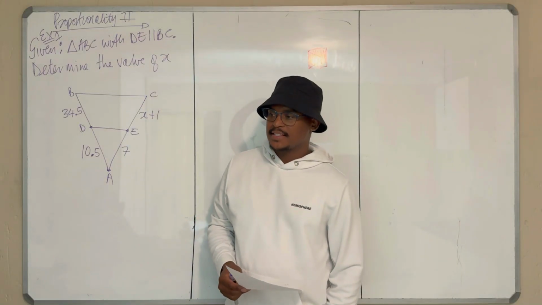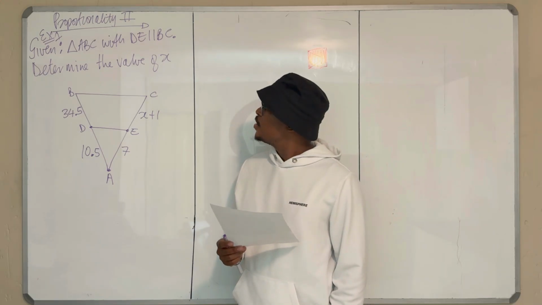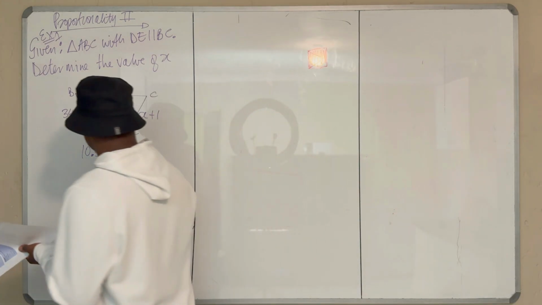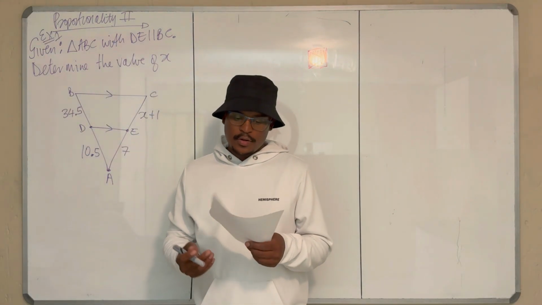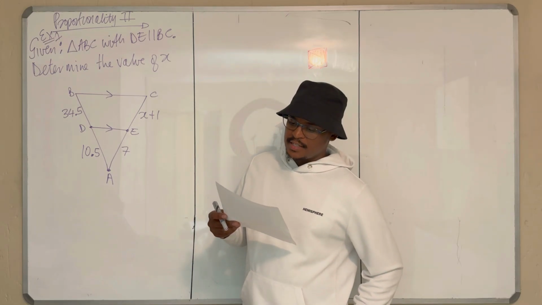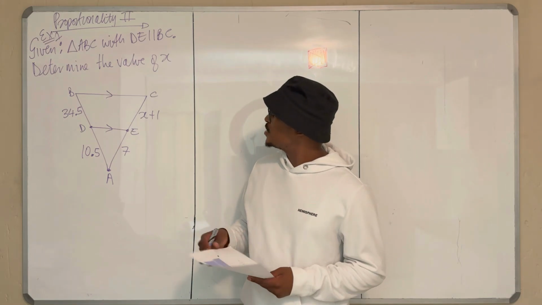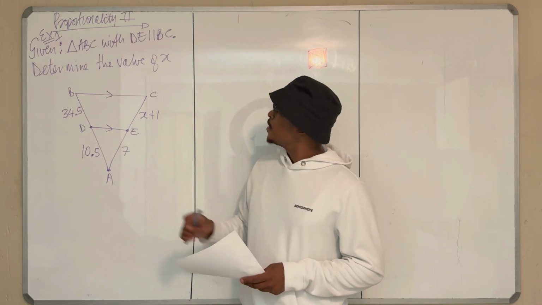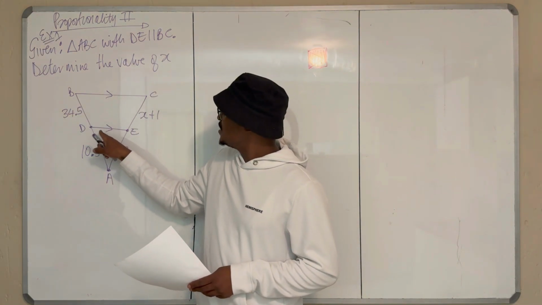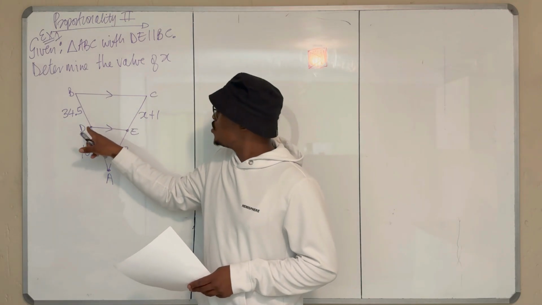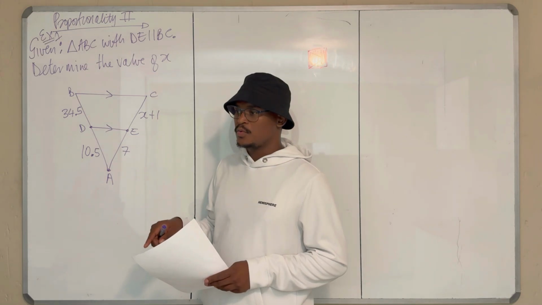Okay, so now we're doing the examples. As you can see here, we're given triangle ABC with DE parallel to BC. They want us to find the value of x. Because we have triangle ABC and this side is parallel to that one, we know by the proportionality theorem that DE will divide AB and AC proportionally, which is at equal ratios.